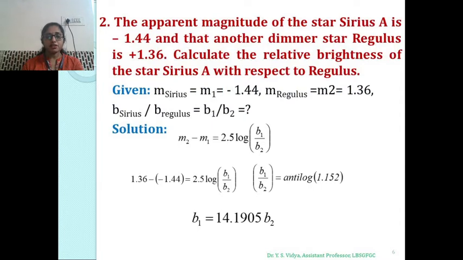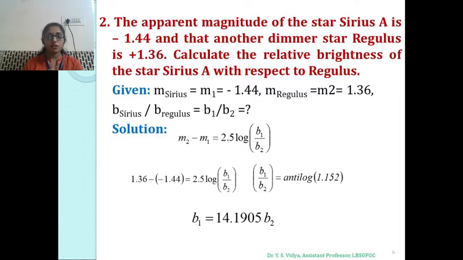The apparent magnitude of the star Sirius A is -1.44 and that of another dimmer star Regulus is +1.36. Calculate the relative brightness of the star Sirius A with respect to Regulus. Given m of Sirius is m1, which is equal to -1.44. m of Regulus is taken as m2, which is +1.36. Here we have to calculate the ratio B1 divided by B2, that is the brightness of the Sirius with respect to the brightness of the Regulus.